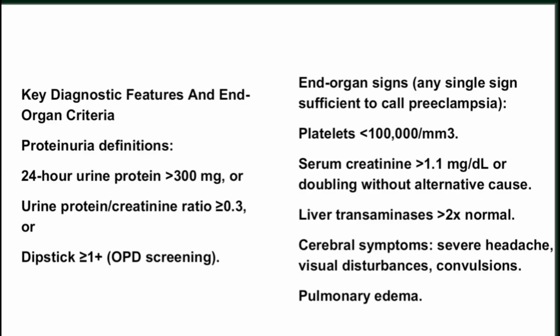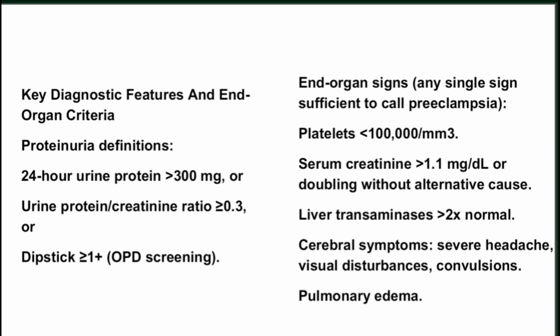Okay, so just to summarize all these findings, we have to remember that when we do our full blood count, we'll find that the platelets are less than 100,000. When we do our renal function test, you find that the creatinine is greater than 1.1, and we also find liver transaminases at least twice the upper limit of the normal range. We need to check for cerebral features such as severe headache, visual disturbances, and convulsions, and also pulmonary edema.